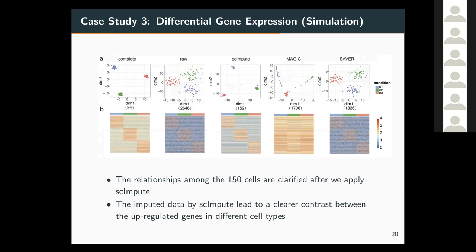And in comparison, MAGIC would introduce a data structure between the three cell types that does not exist in the complete data. And SAVER does not have a very clear impact in the first two dimensions in this example.